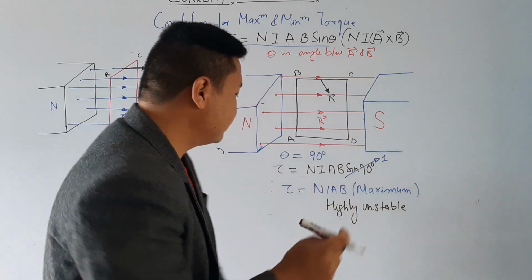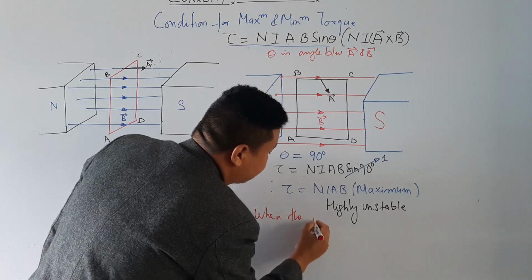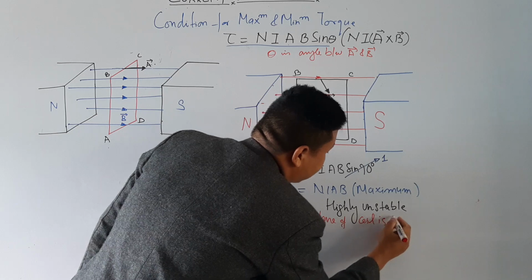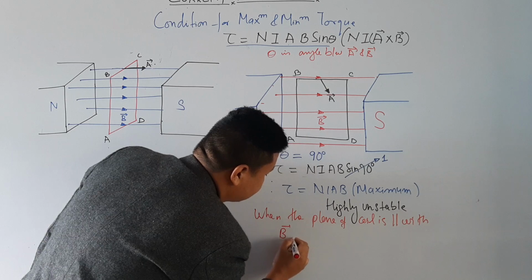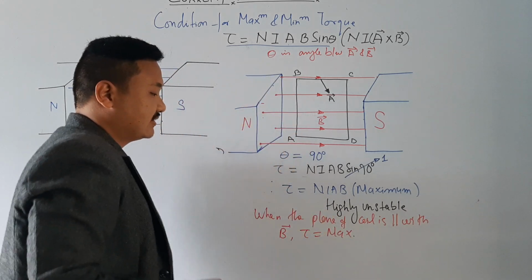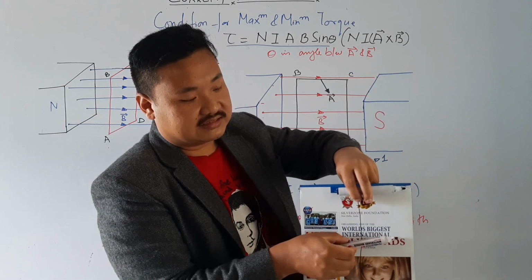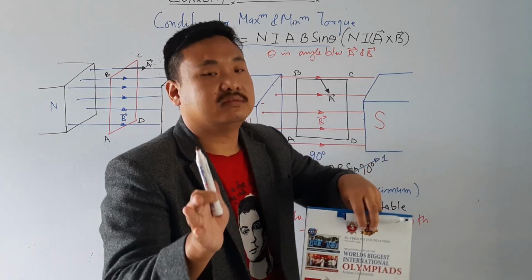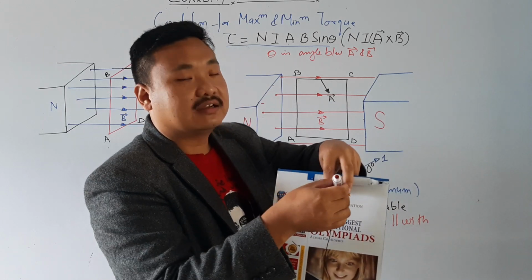So another condition is that when the plane of the coil is parallel with the magnetic field, torque is equal to maximum. Okay, this is the plane and this is the magnetic field, like this. Are they parallel? Yes, then the torque is maximum. Or next is, what if the angle is 90 degrees?